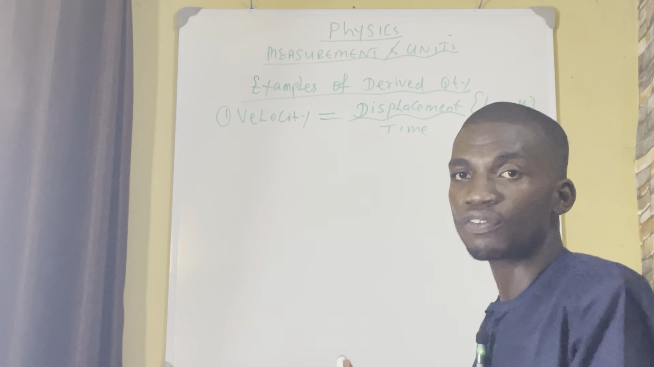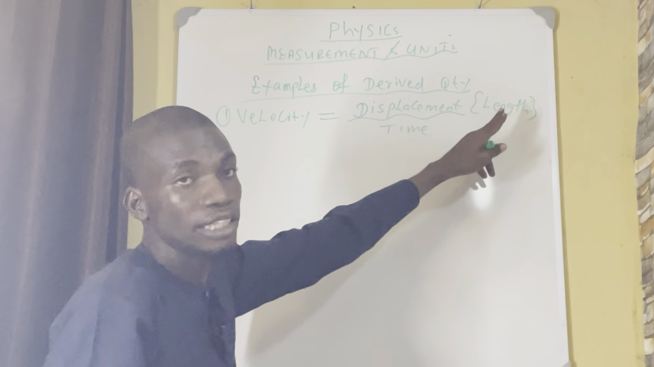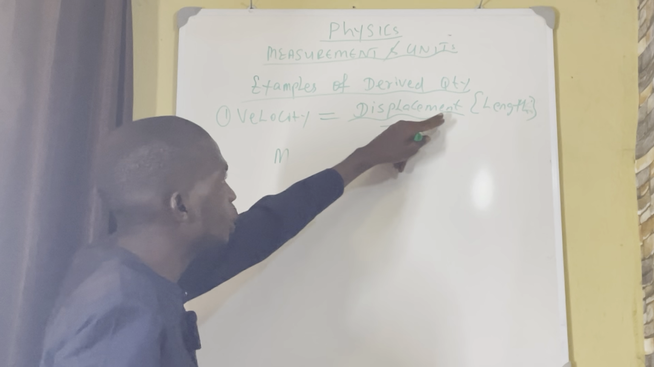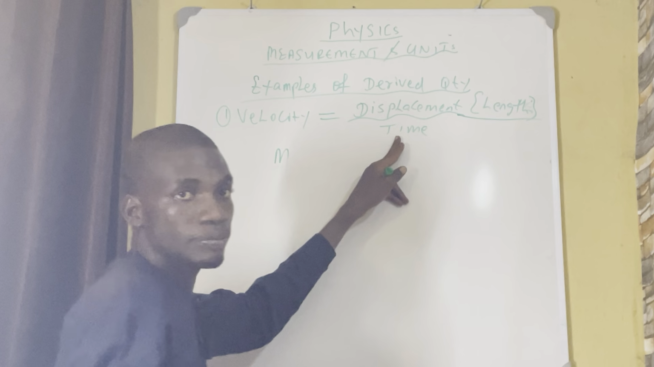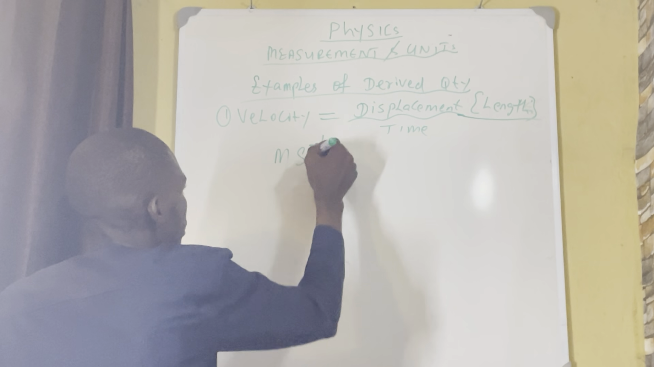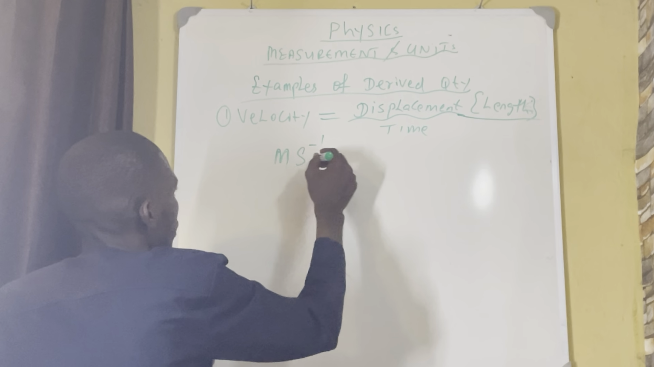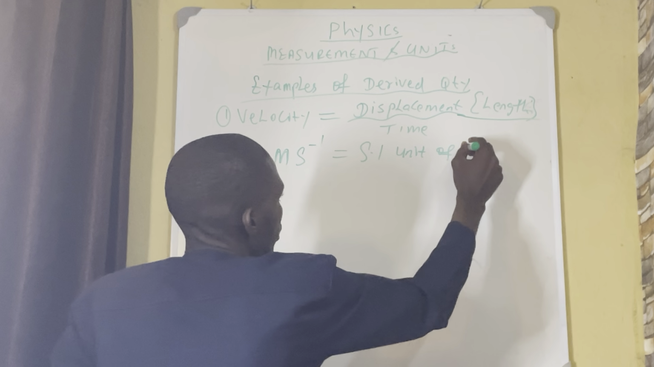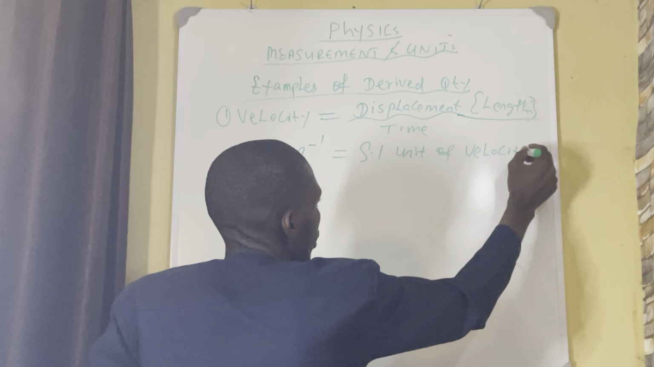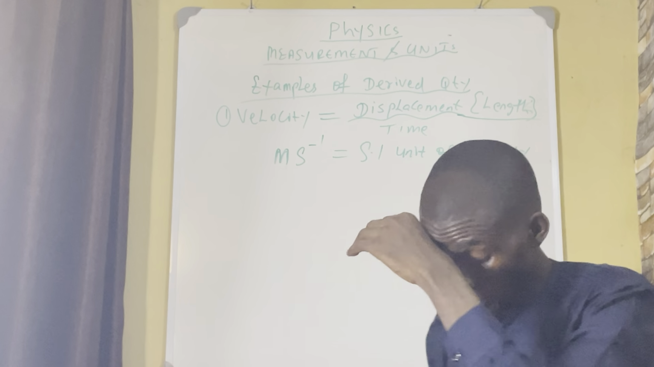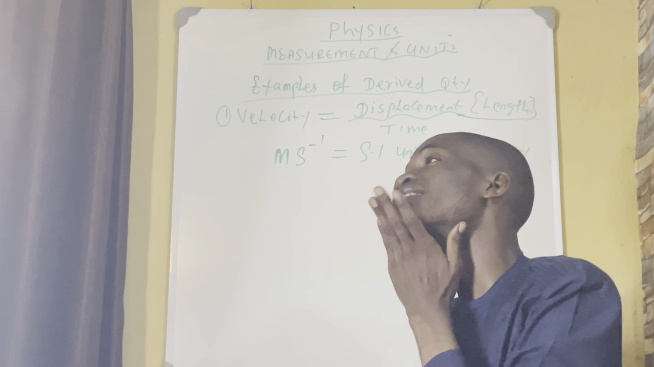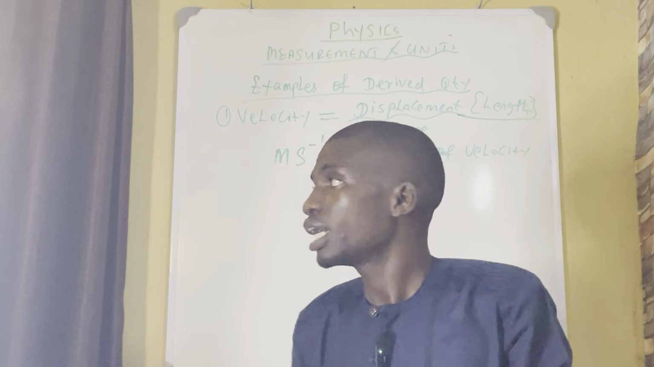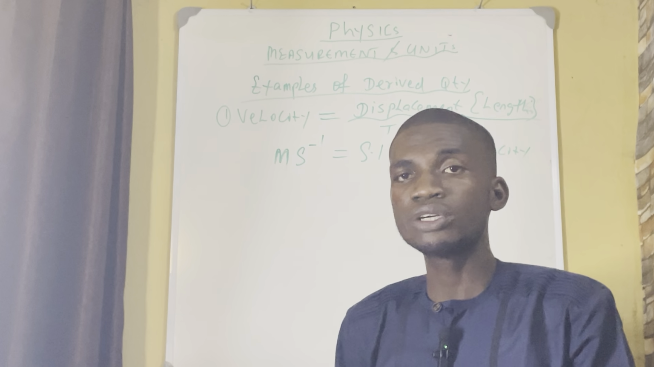So let's look at the SI unit of velocity. The fundamental unit of length is what? Meter. This one is over time. This one is second. That is why you say meter per second. This is the SI unit of velocity. So all other ones are under derived quantities.